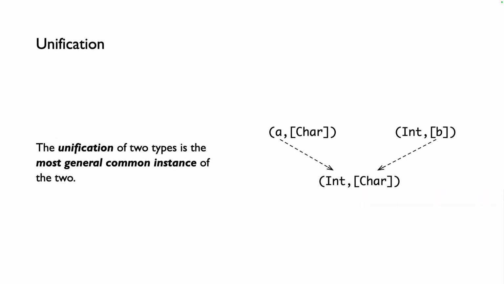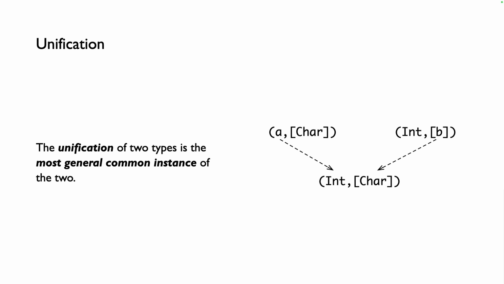So what is unification? The unification of two types, two polymorphic types, is the most general common instance of the two. So let's have a look at these examples. A and list of char, and int and list of b.